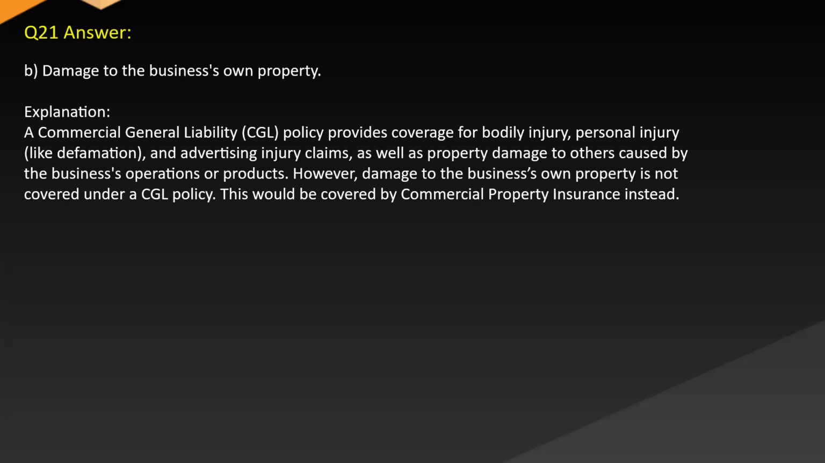Explanation. A commercial general liability CGL policy provides coverage for bodily injury, personal injury, like defamation, and advertising injury claims, as well as property damage to others caused by the business's operations or products. However, damage to the business's own property is not covered under a CGL policy. This would be covered by commercial property insurance instead.